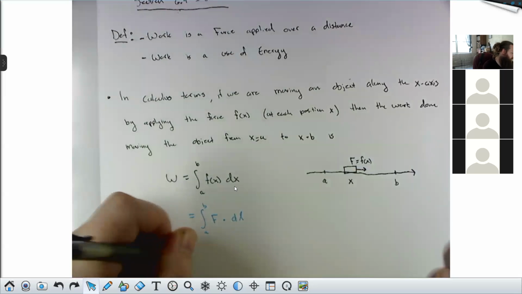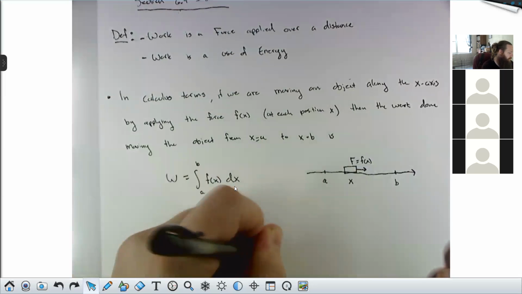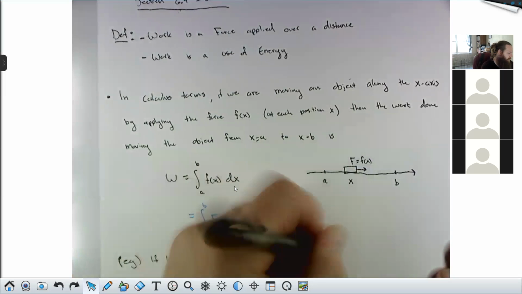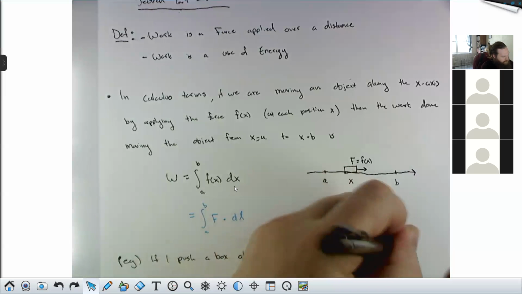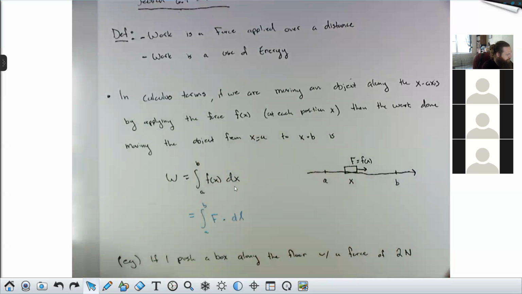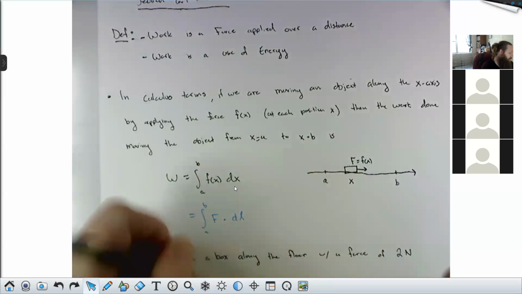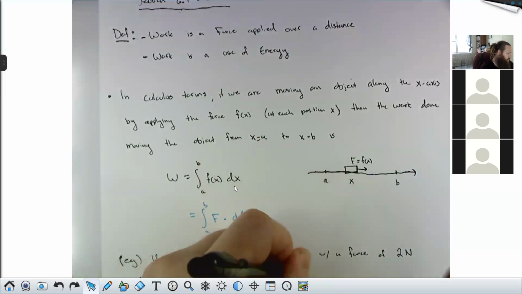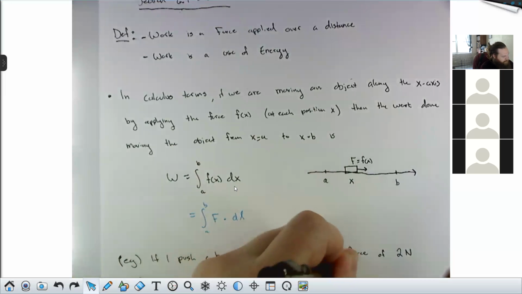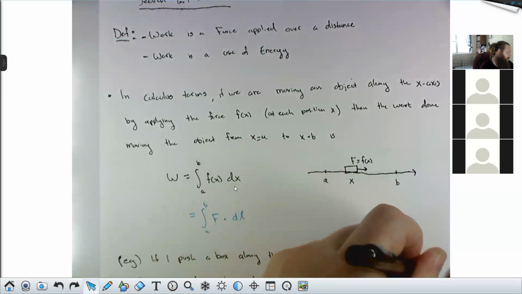If I push a box along the floor with a force of 2 newtons from my desk to under the bed, 3 meters away, how much work do I do?